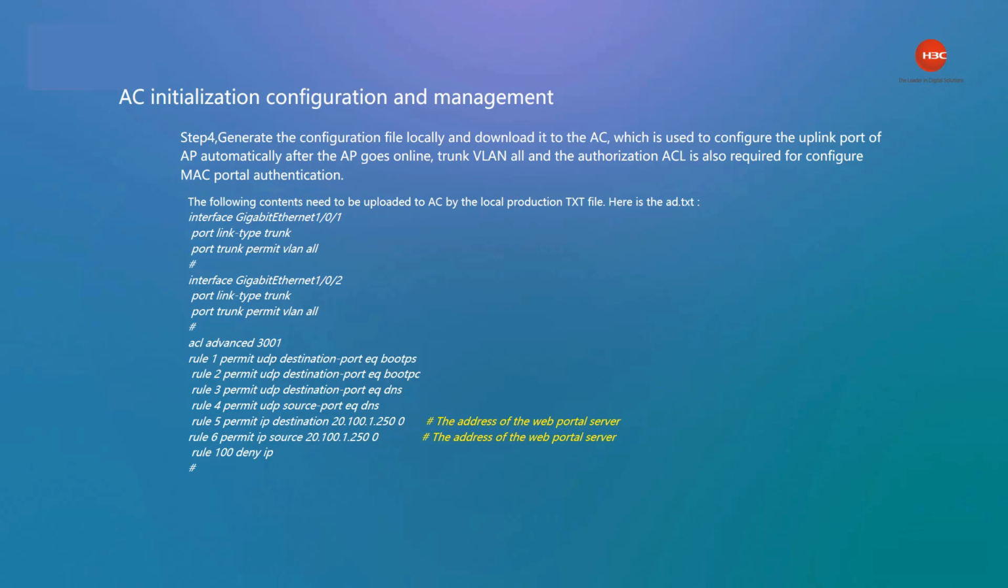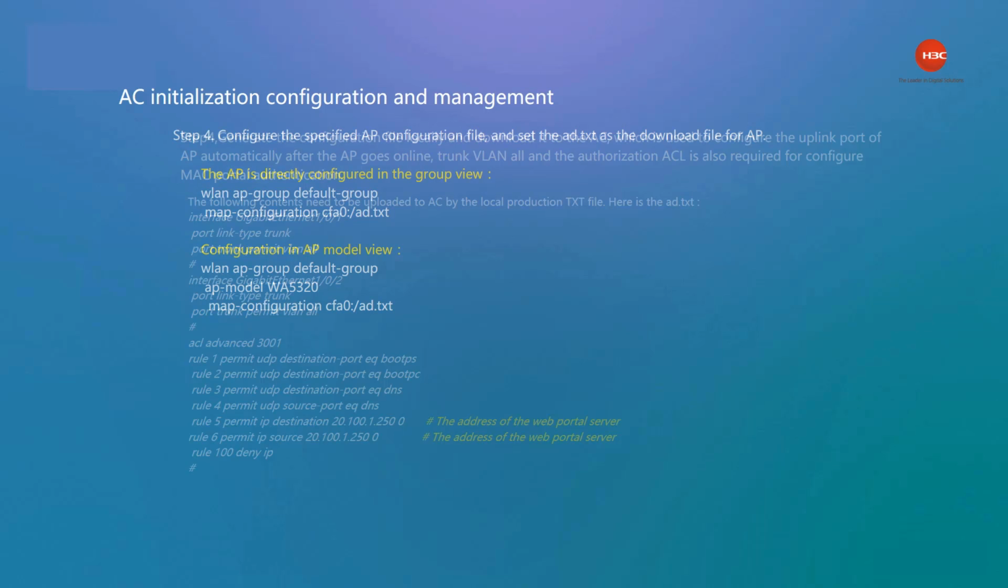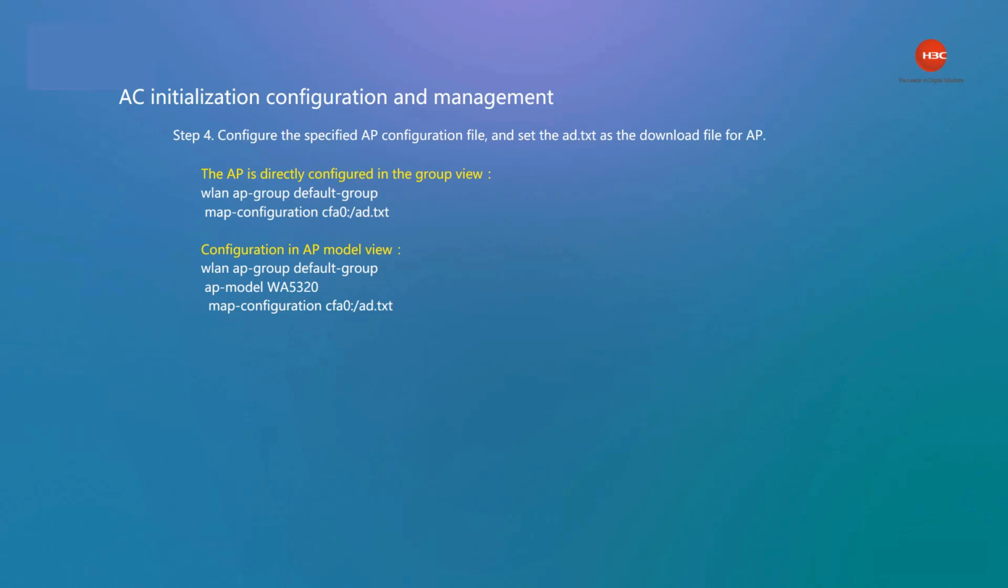Step 4. Generate the configuration file locally and download it to the AC, which is used to configure the uplink interface of AP automatically after the AP gets online, and the authorization ACL is also required for configure MAC portal authentication. And then configure the specified AP configuration file, and set the ad.txt as the download file for AP. It should be noted that some versions can be directly configured in the group view. Some need to be configured in the AP mode view under the AP group.